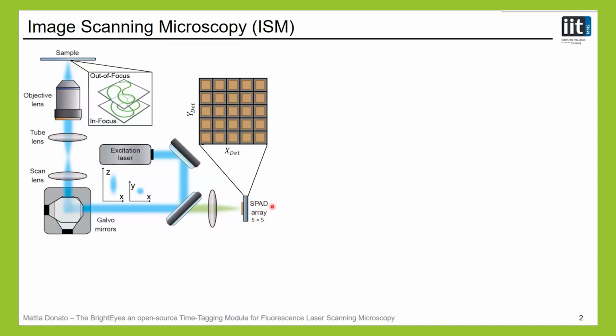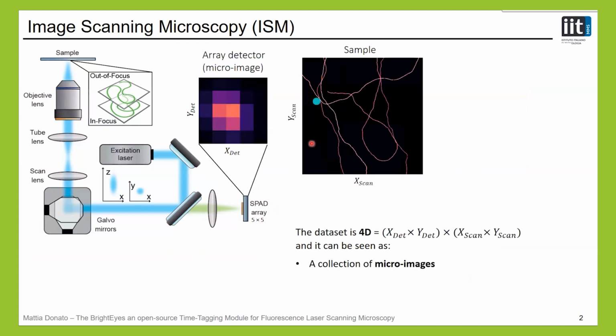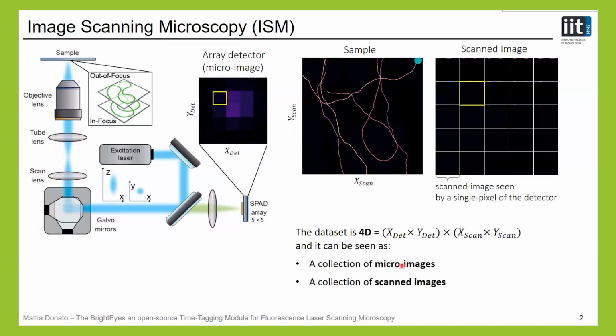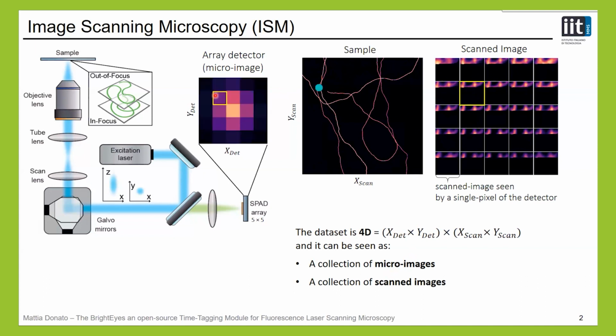Here in this example, we put as array detector a SPAD array 5x5 represented by this matrix. During the scan of your sample, the detector will see the so-called micro image. So now your data set is no longer a 2D data set, as in confocal microscopy, but a 4D data set. You can see it as a collection of micro images. That means that for each single point scanned on your sample, you have a micro image, or you can see it as a collection of scanned images. Each single scanned image corresponds to the image scanned by a single pixel of your detector.